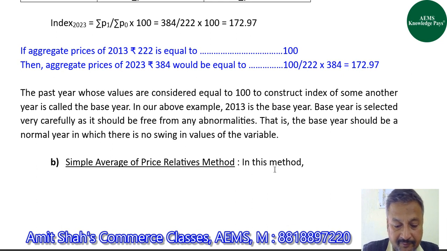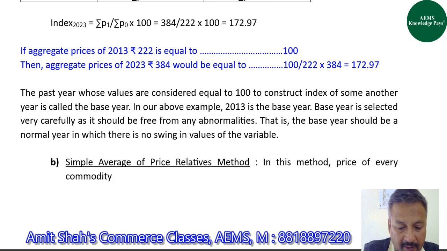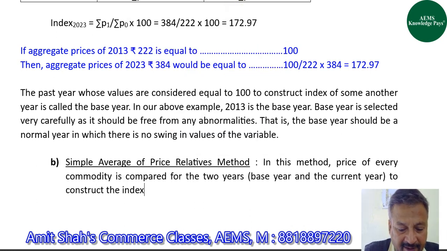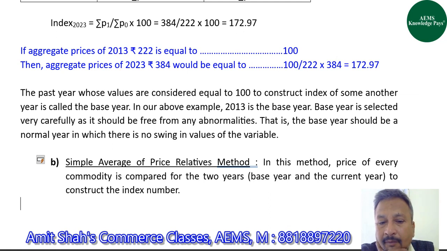So in this method, price of every commodity is compared for the 2 years, base year and the current year, to construct the index number. Note down this guys.